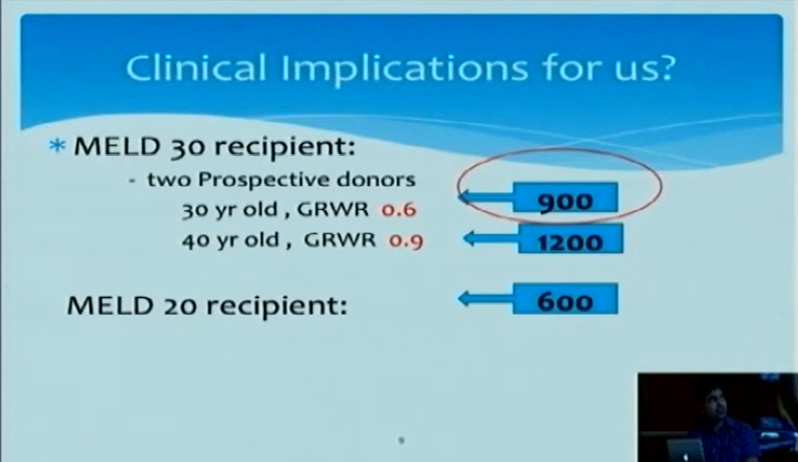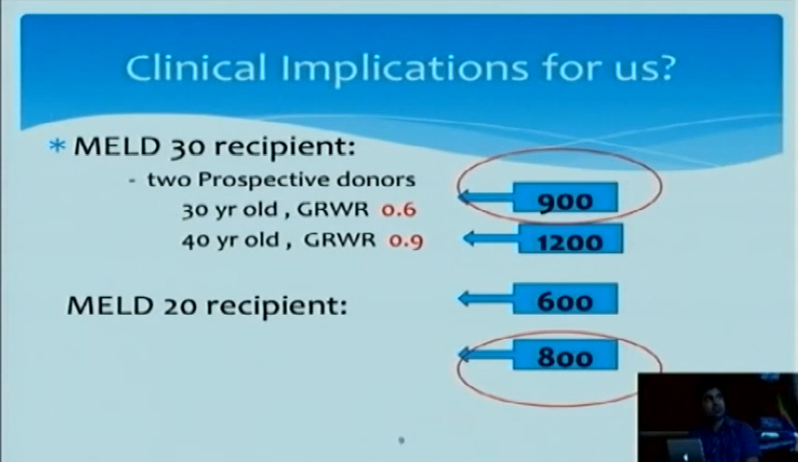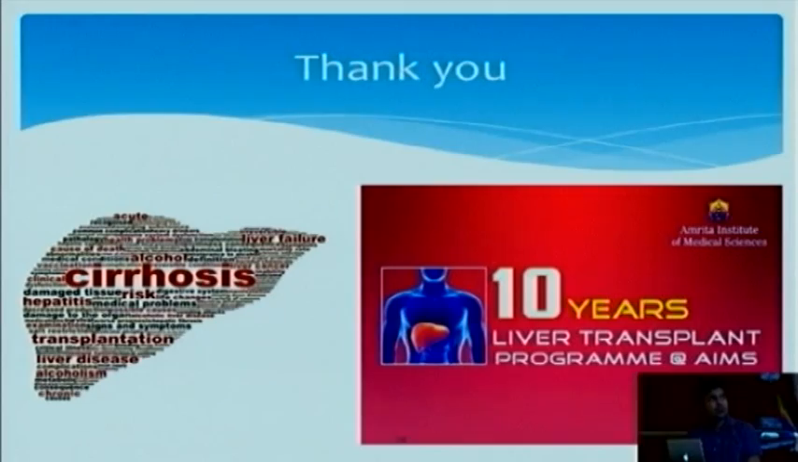Same thing, if the MELD is lower, if MELD is around 20 and you have the same donors, 30 and 40 years old, the DML score would be 20 into 30, which would give 600 for this 30-year-old donor, and it would be 40 into 20, 800 for this second donor. In this case, we could as well go for this one, because both are in the same class B, and graft survival is better, and this one has a better graft to recipient weight ratio also. So yeah, thank you.